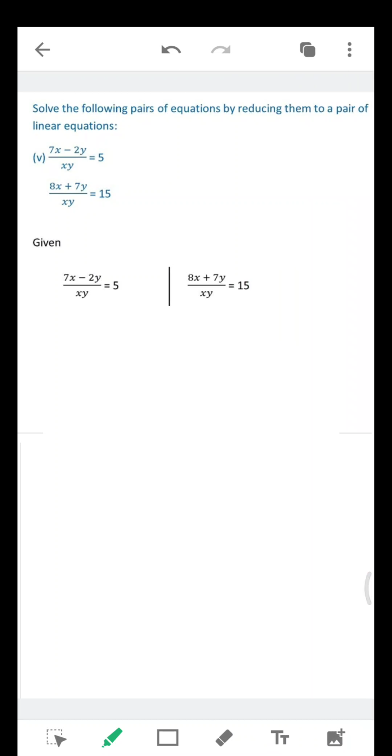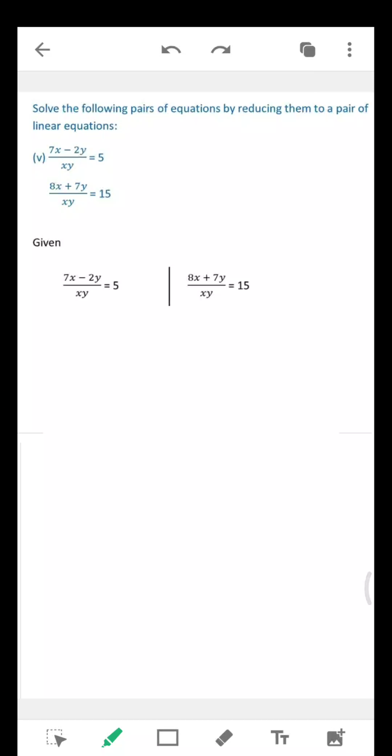In the fifth bit, the question is (7x minus 2y) by xy is equal to 5 and (8x plus 7y) by xy is equal to 15. So these are not linear equations, okay, because the variables are in the denominator. We have to reduce them to linear equations, then solve them for x and y. So I have taken both the equations here, the first and the second.